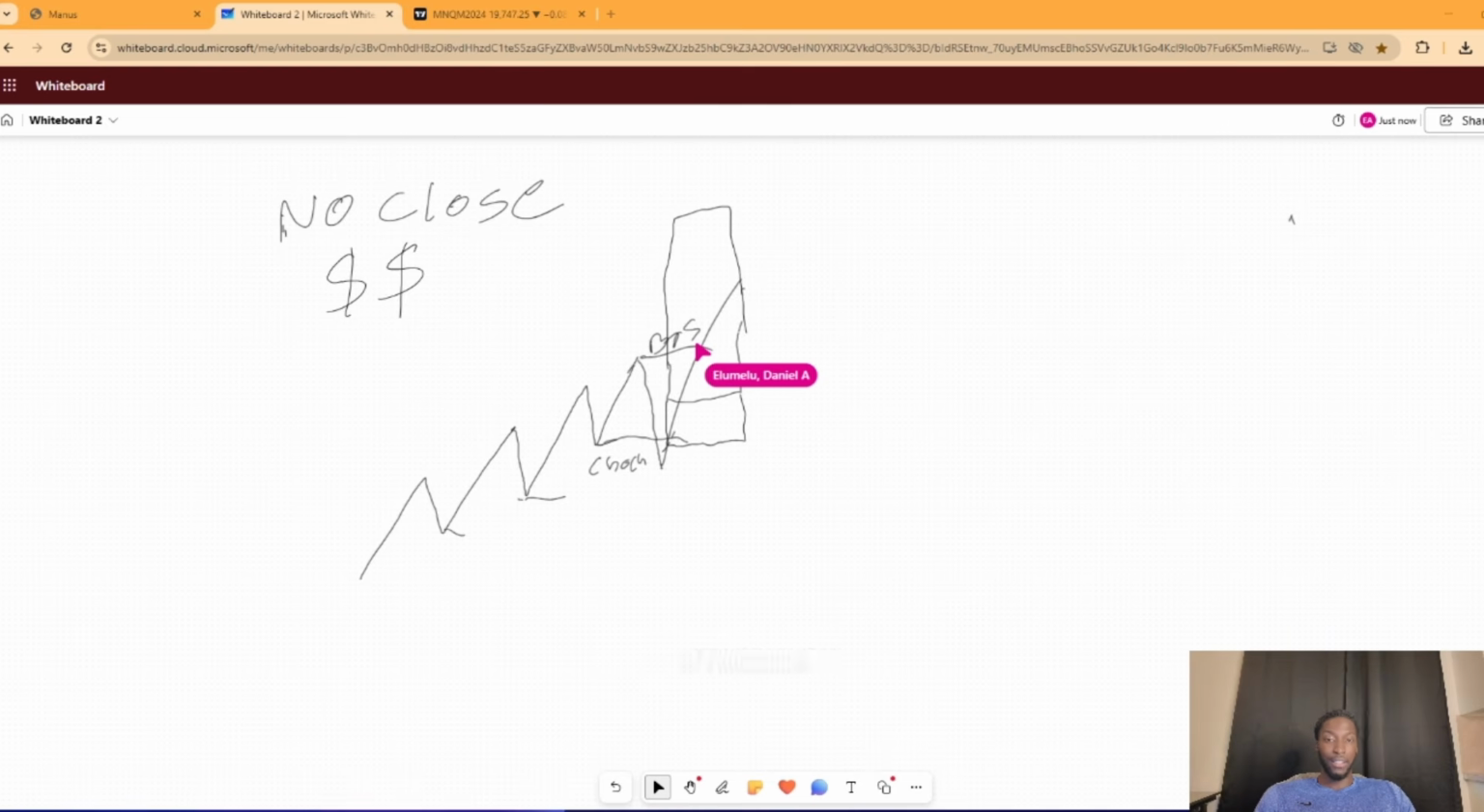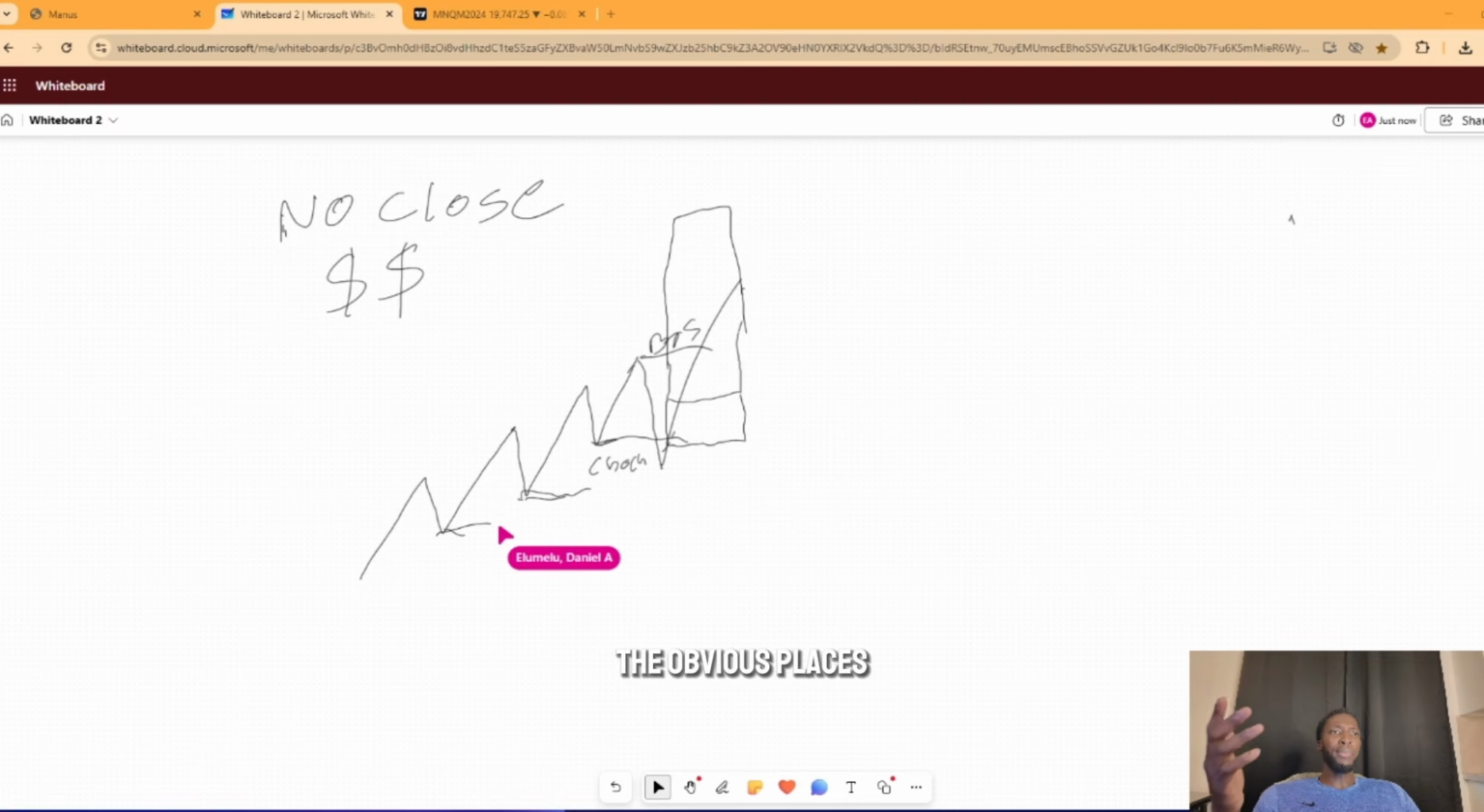Why did you get stopped out of your trade? Because this was an obvious place to put your stop loss. This is an obvious place to put your stop loss. This is an obvious place to put your stop loss. But Dave, that's not fair. Like, why are they gonna hunt the obvious places to put our stop losses? That's not fair. How are we supposed to make money then?